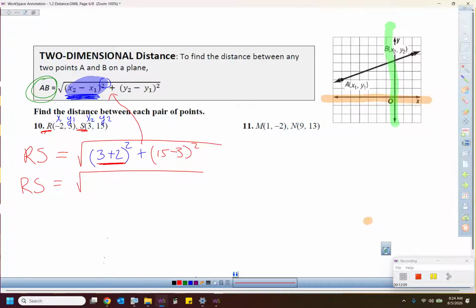So we do what's in the parentheses first. So that's 5, and it's going to get squared. Plus 15 minus 3 is 12, and it's going to get squared. And then we clean up even further. So the distance from R to S. We still have to do what's underneath here first. So the square root guy comes along.